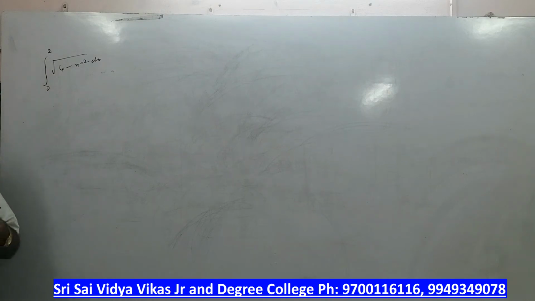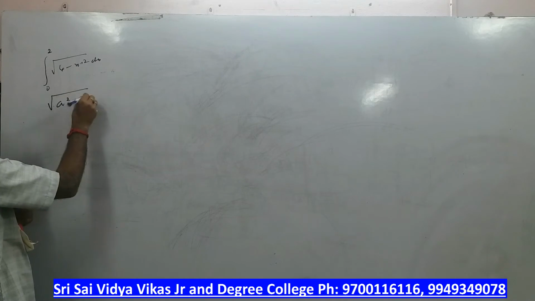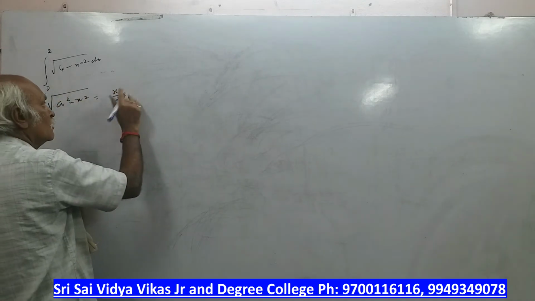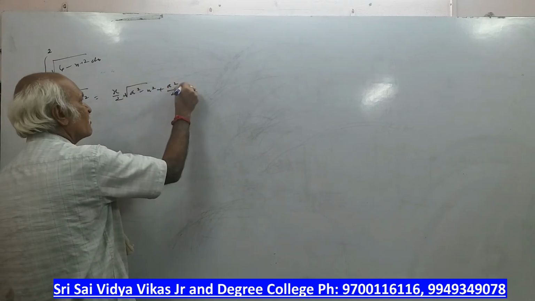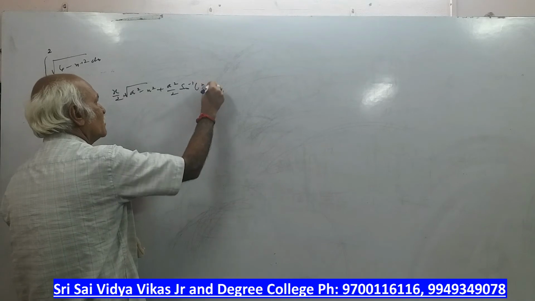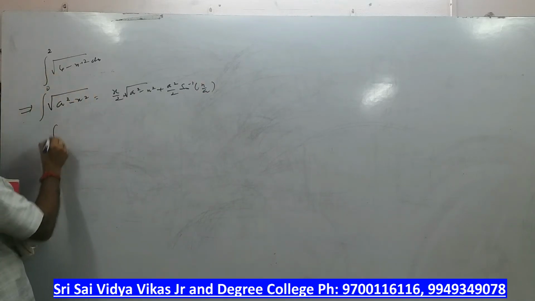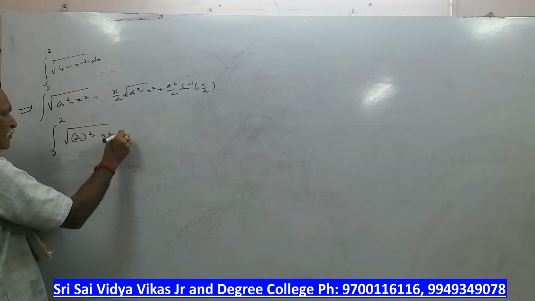Next, integral from 0 to 2 of root of 4 minus x square. Now we have to know this formula. Integration of root of a square minus x square is what, sir? x by 2 root of a square minus x square plus a square by 2 sin inverse x by a. This formula we are applying. So this becomes 0 to 2 root of 2 square minus x square dx.